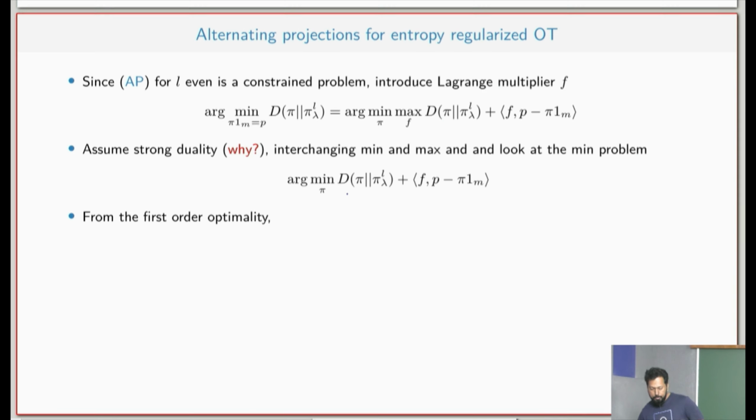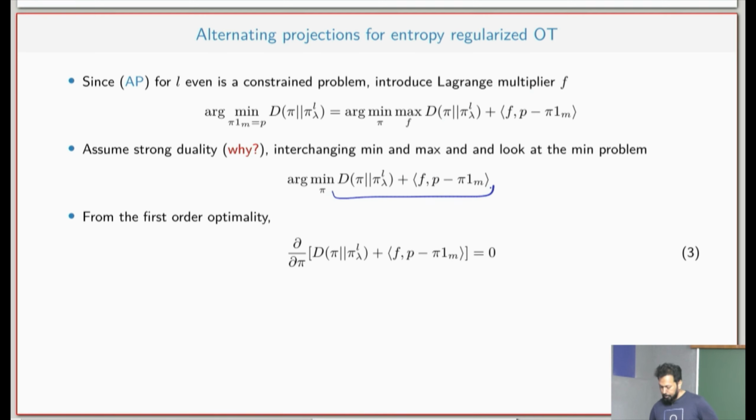Now to minimize this, it's an optimization problem, so we do the first order optimality. Take the partial derivative with respect to pi, because pi is the variable, right? And equate it to 0. Okay, so we do the first order condition. So we take the derivative of this with respect to pi and equate to 0.